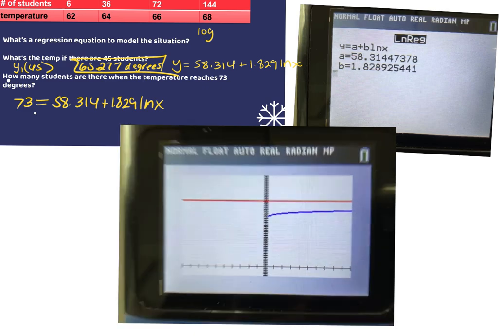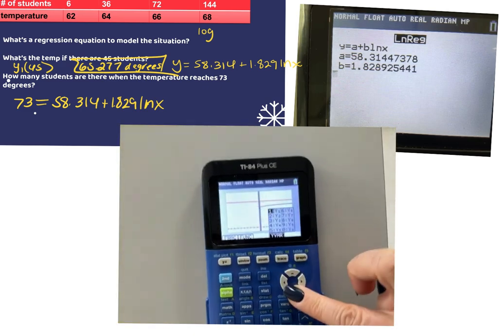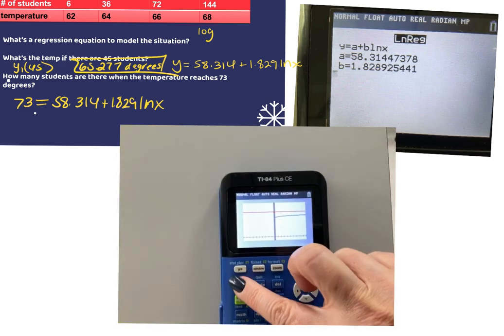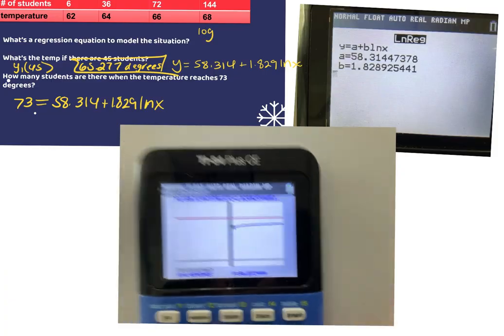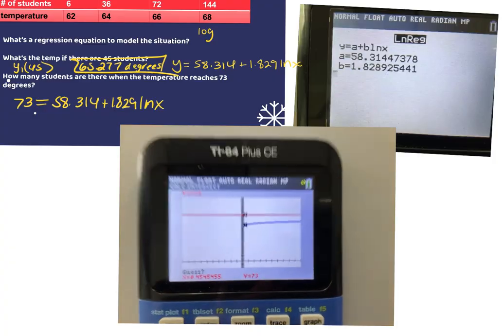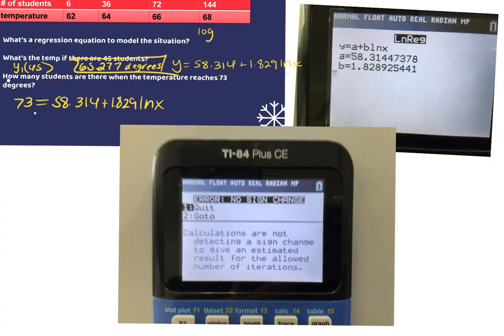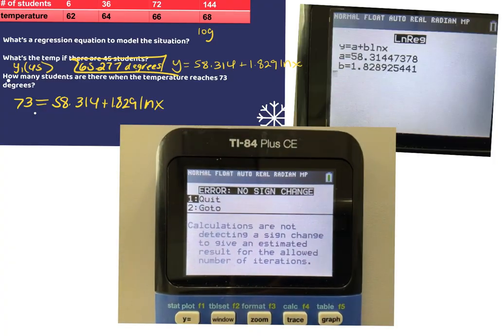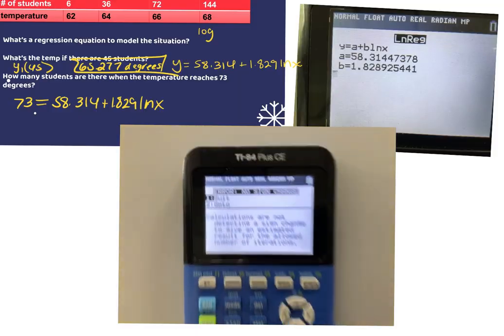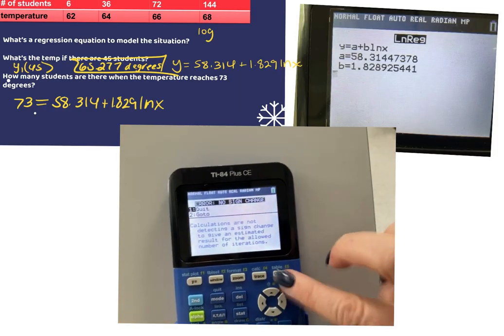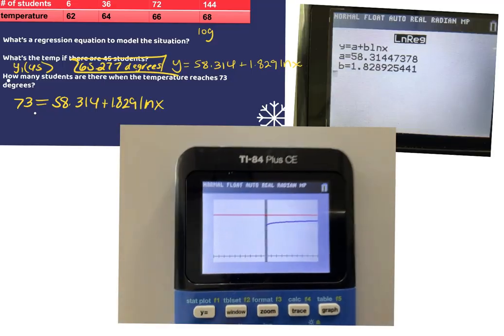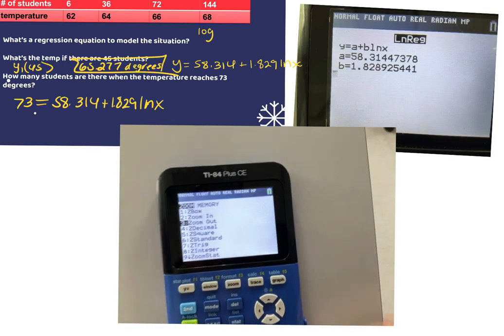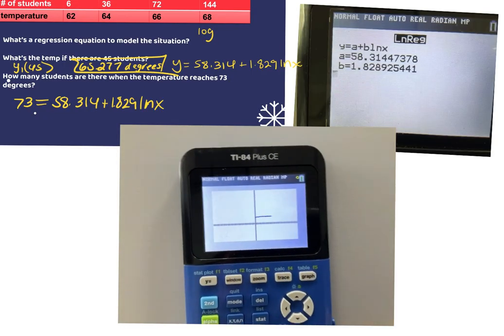When you graph it, do those two intersect? No. And if I try second, trace, intersect, I would have to arrow so that it catches the blue and then enter, enter, enter. And it will tell you there's an error because there's no sign change. Sign change means one goes above the other, right? So I'm going to go back to the graph, and you could do multiple things here. You could adjust your window by keep guessing.